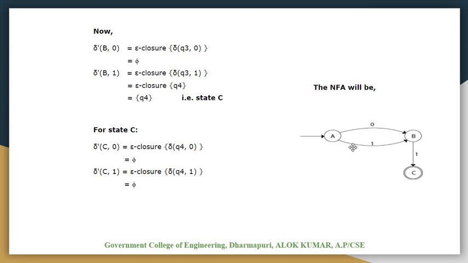So this will be the final NFA. From A to B we are going using 0, from A to B using 1, and from B to C using 1. So this is the NFA.